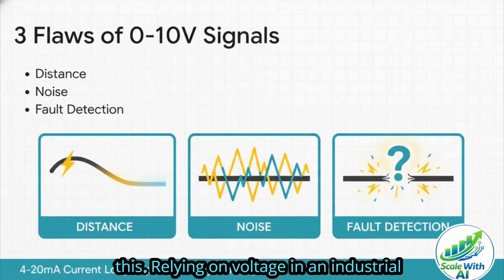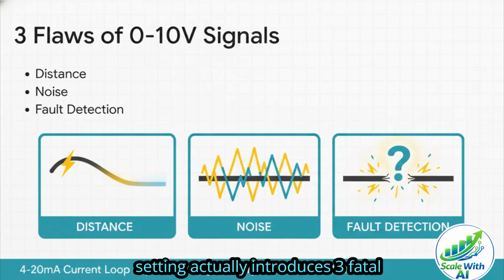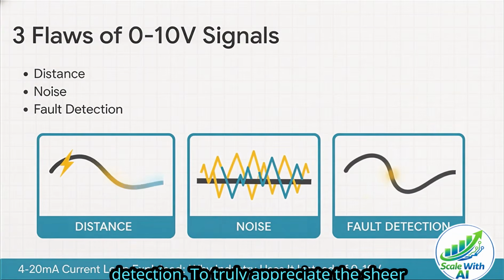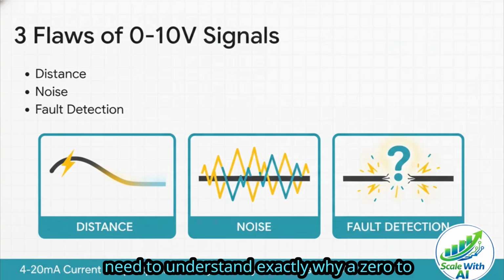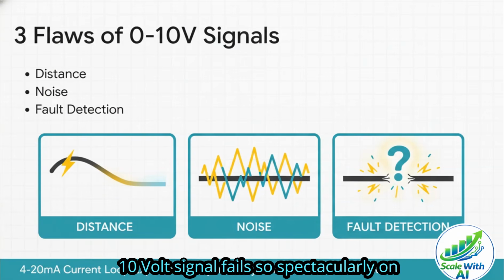Relying on voltage in an industrial setting actually introduces 3 fatal flaws: distance, noise, and fault detection. To truly appreciate the sheer brilliance of the current loop, we first need to understand exactly why a 0 to 10 volt signal fails so spectacularly on a factory floor.